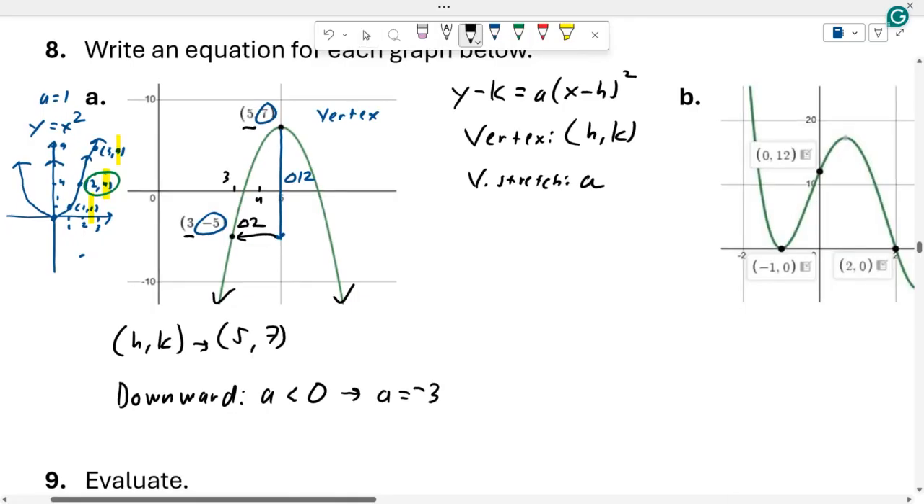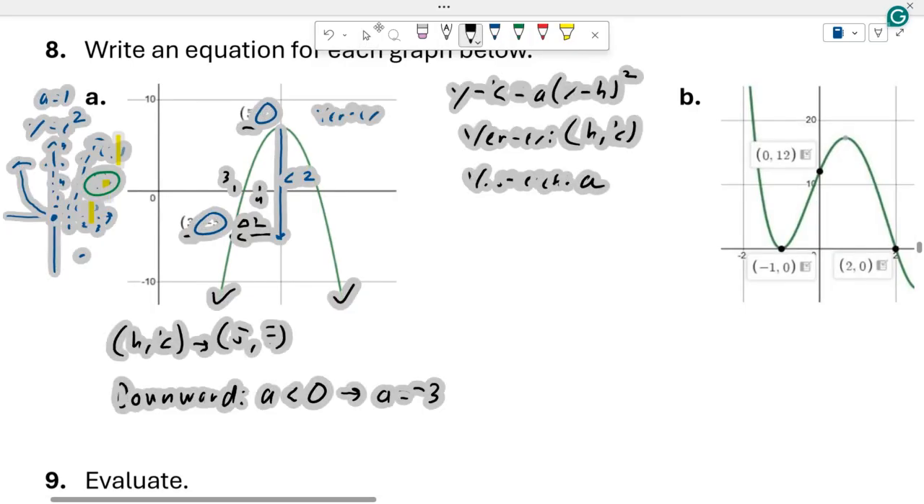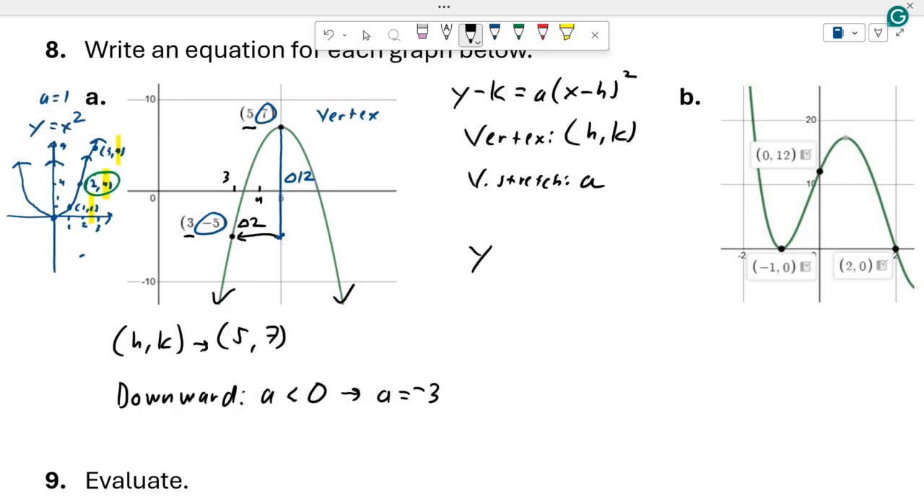So my equation in vertex form is going to be y minus the y value on my vertex, which is 7, equals the vertical stretch is -3. Again, it's negative because it goes down, and it's 3 because all of the changes in y that you would expect, they've all been stretched by a factor of 3. Parentheses, x minus the x coordinate of the vertex, which is 5. And don't forget the squared.